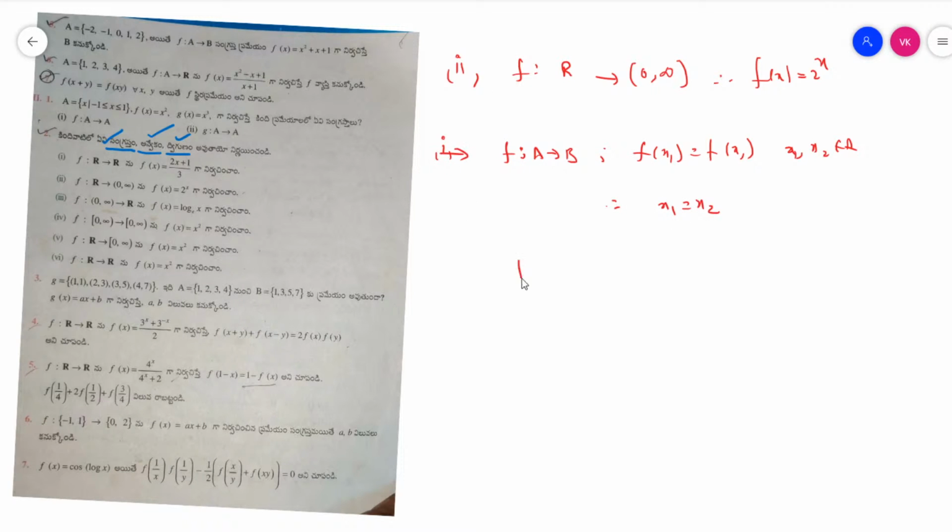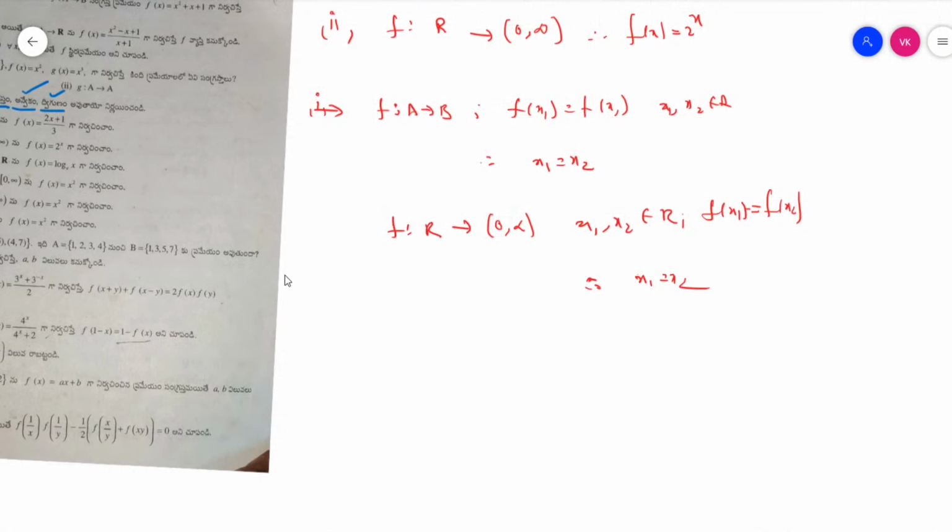Here we can change it like this: f maps R to (0, infinity), and x1, x2 belong to R. If f of x1 is equal to f of x2, then we can directly write x1 is equal to x2. Then we have to prove it. Okay, f of x is given as 2 power of x, then 2 power of x1 is equal to 2 power of x2. The bases are equal, then the exponents are also equal, so x1 is equal to x2. Hence we prove that f is an injection function or one-one function. Okay, this is condition 1.